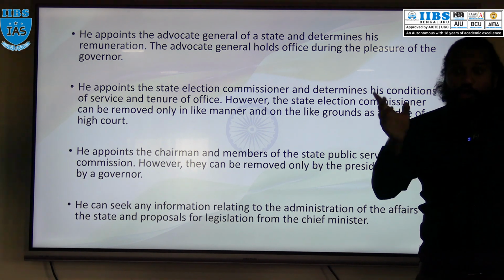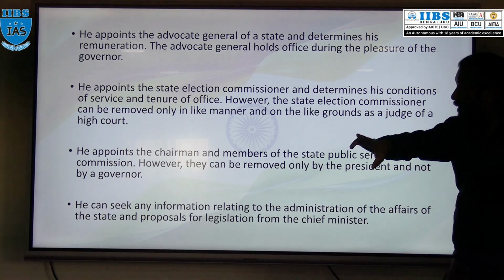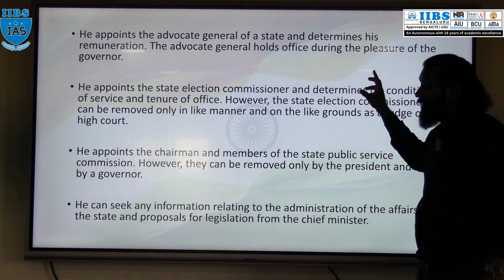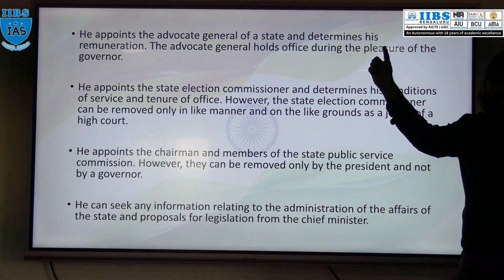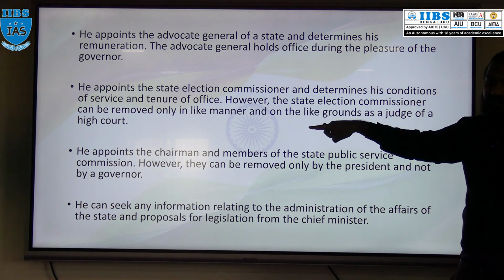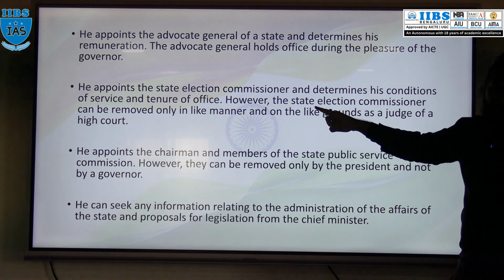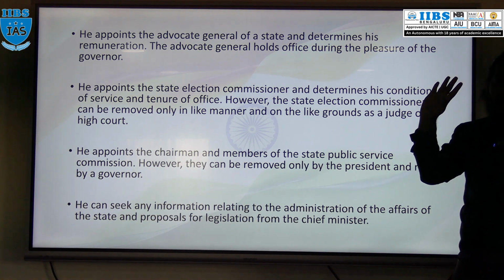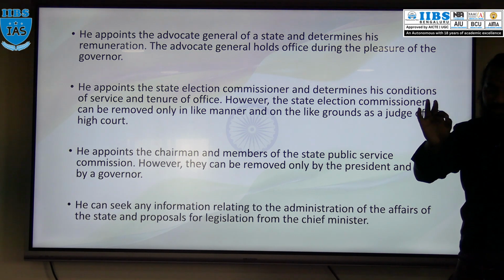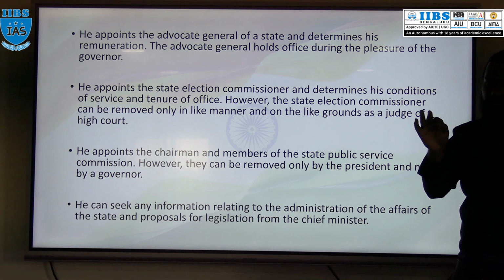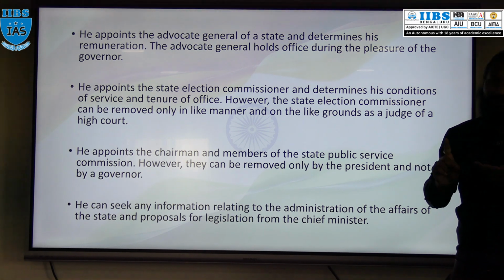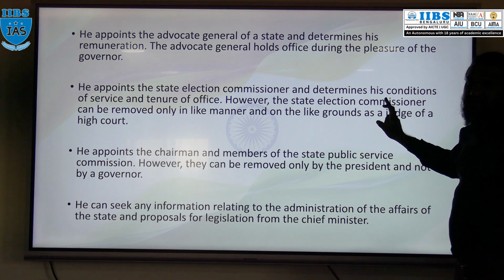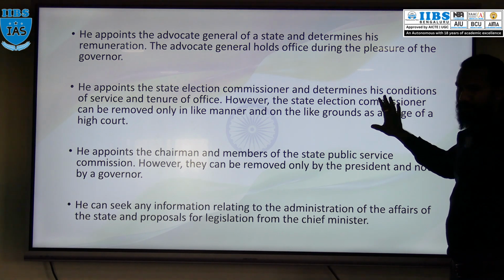You are understanding? So the chairman and members of the State Election Commission will be appointed by whom? The governor. Their salary will also be determined by whom? The governor. But they will be removed by the President. The chairman and members of the State Election Commission are appointed by the governor, but they are removed by the President. Remember this, a very, very important point.